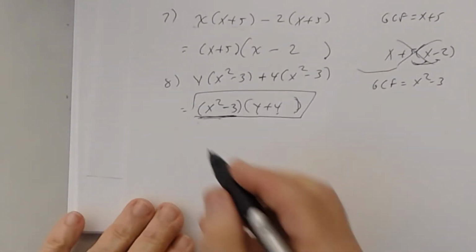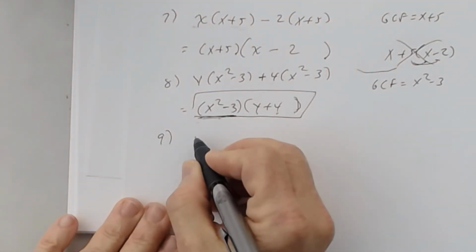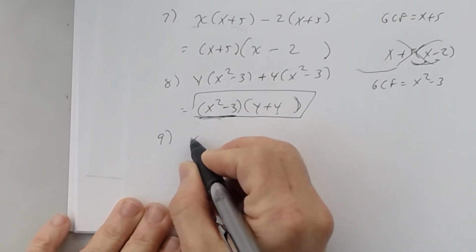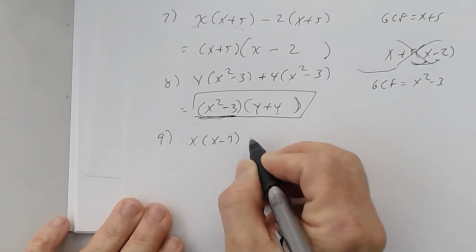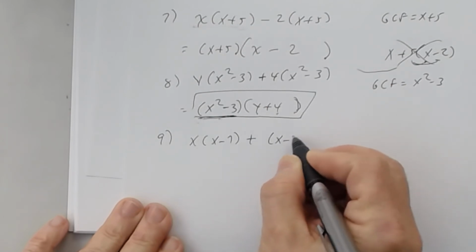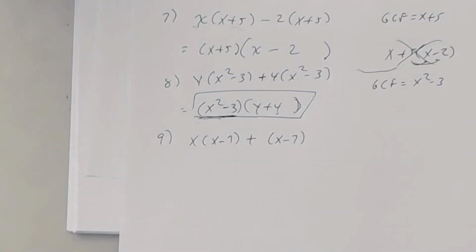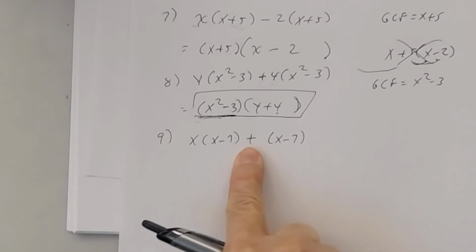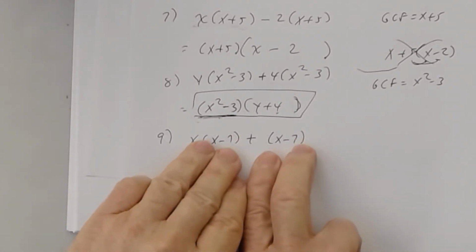Number 9. You have x times x minus 7 plus x minus 7. So x times x minus 7 plus x minus 7. Okay, so it's kind of like 7 and 8. Look at it in terms of 7 and 8. See this plus symbol? Two things. Think of it as two things.